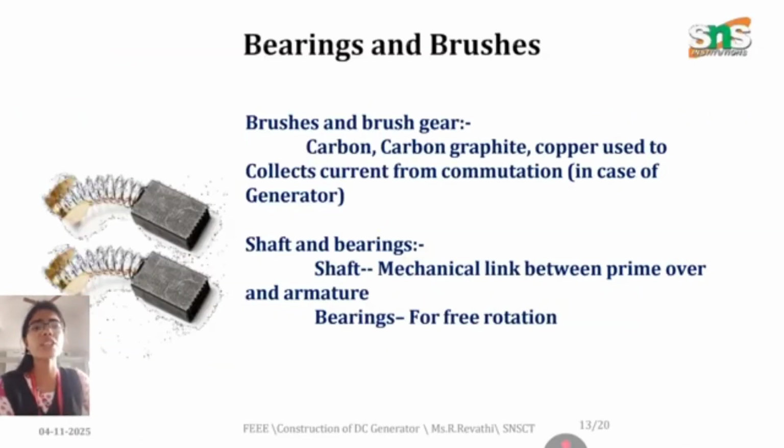Bearings and brushes are used for the shaft, and the bearing is a mechanical link between the prime mover and the armature. The prime mover is the thing we use to rotate the device, providing mechanical support. The bearing is for free rotation. Brushes and brush gear are made of carbon graphite or copper and are used to collect current from the commutator.